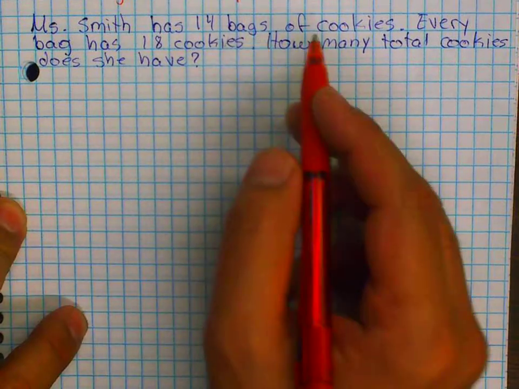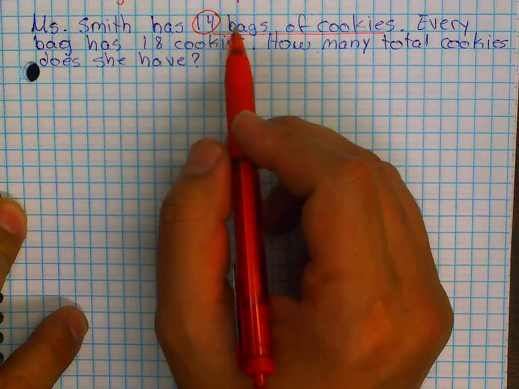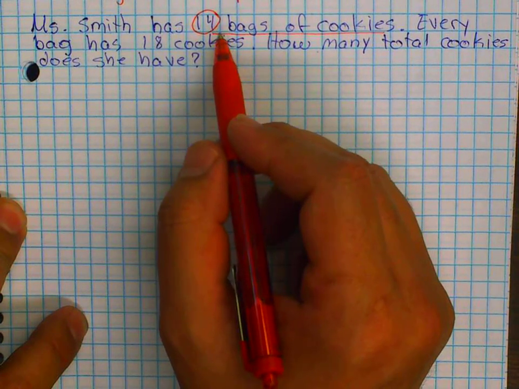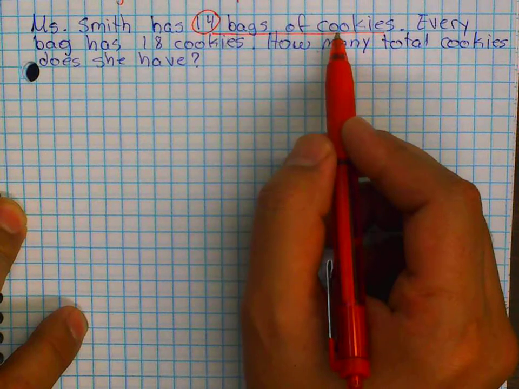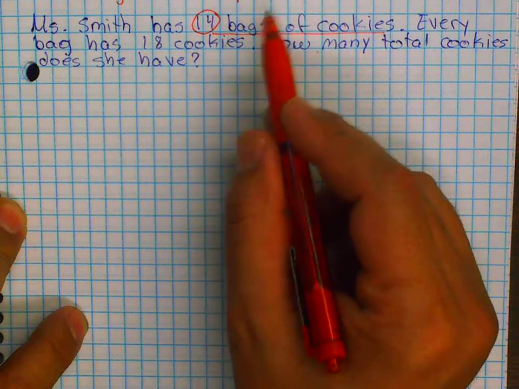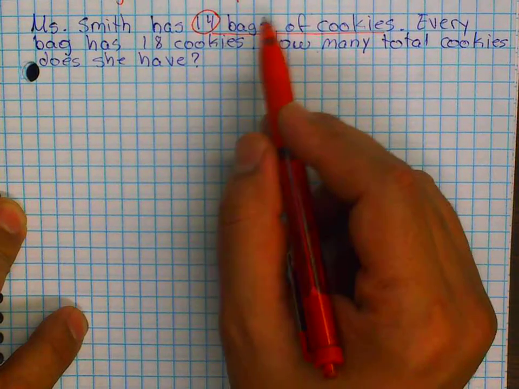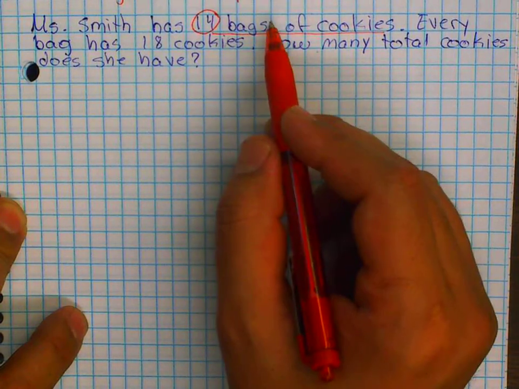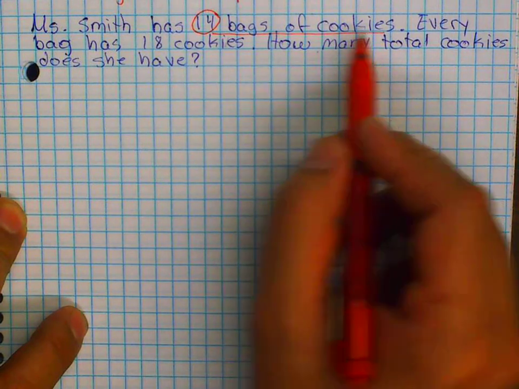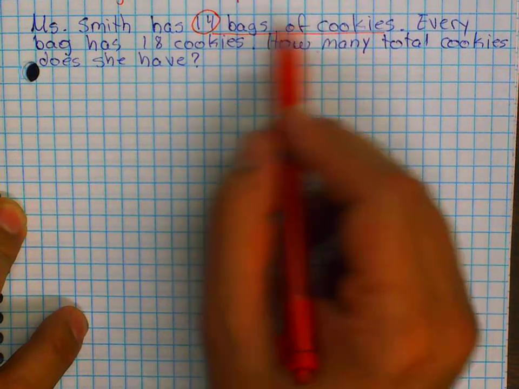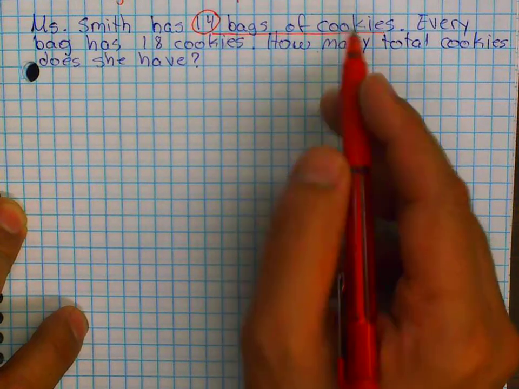Bags of cookies. So she has 14 bags of cookies. Here I can see that I have a relationship between cookies and bags. That tells me this could be a multiplication problem, because I have bags and they have cookies inside. So my relationship is between bags and cookies. So we're going to write that. I'm going to have bags and I'm going to have cookies.